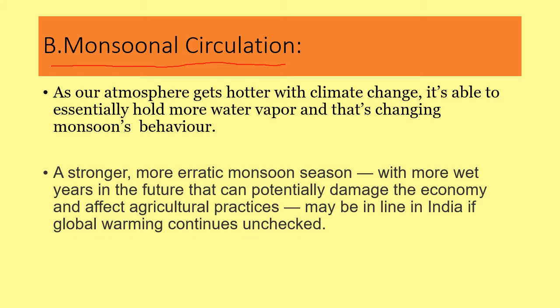In the near future, we can face more and more wet years, and it will damage the economy and agricultural practices, and it will increase the intensity of floods. This is one side of monsoonal circulation affected by global warming, that is, Southeast Asia becomes wetter and gets more precipitation due to the increasing rate of evapotranspiration over the ocean surface.